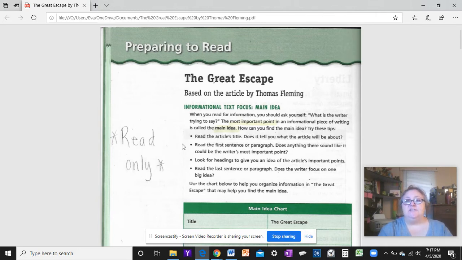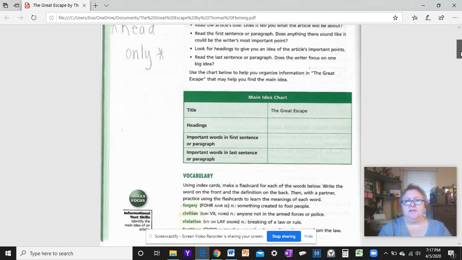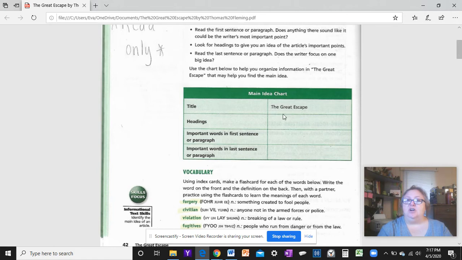Okay, so there are some tips here about what you can do to find the main idea. As you scroll down, here's a main idea chart. You can look for headings, important words, first and last sentence, title. Those are different things you can look for.